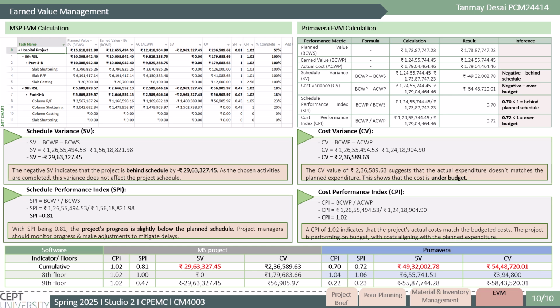On the other hand, Primavera analysis reports a greater delay with SV at 49.32 lakhs and SPI at 0.72. The cost variance here is 54.48 lakhs, showing overspending, and the CPI of 0.7 confirms this over budget status.